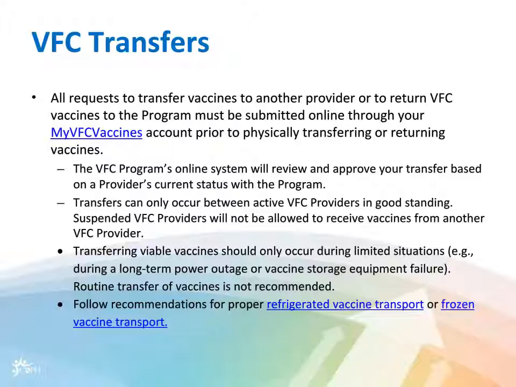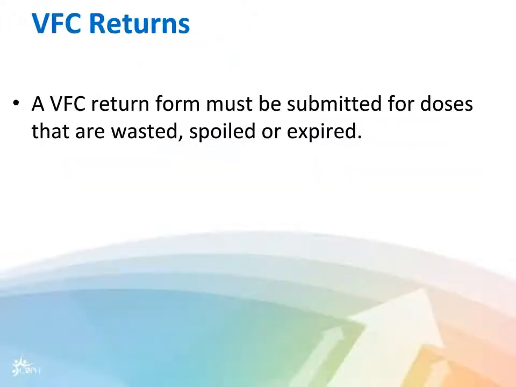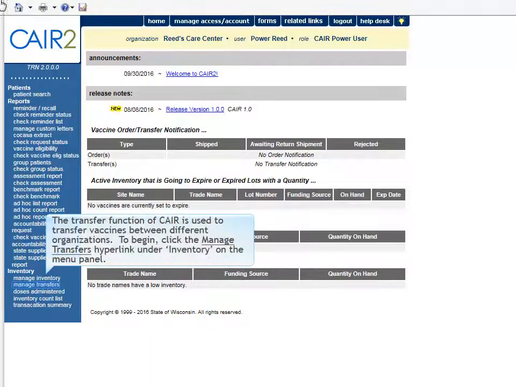Transferring viable vaccines should only occur during limited situations, such as during a long-term power outage or vaccine storage equipment failure. Routine transfers of vaccine are not recommended. Follow recommendations for proper refrigerated vaccine transport or frozen vaccine transport. For VFC returns, a VFC return form must be submitted for doses that are wasted, spoiled, or expired. The transfer function of CARE is used to transfer vaccines between different organizations.